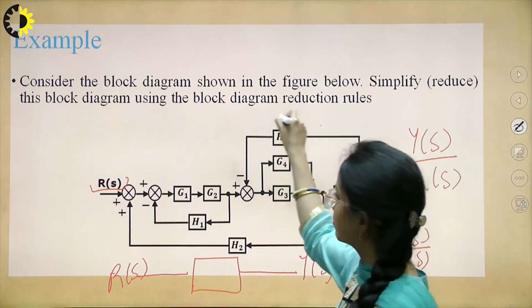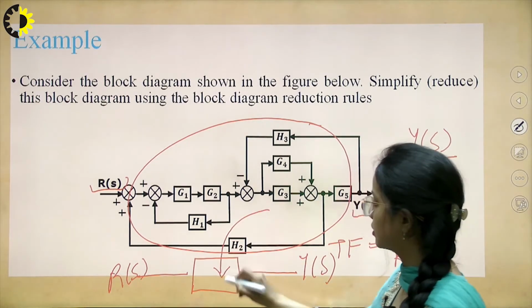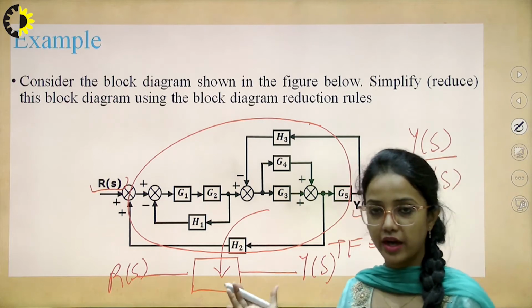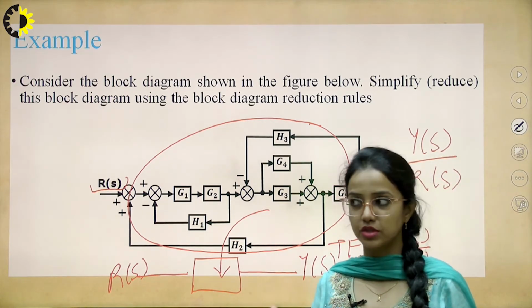Where the complete block can be represented using the transfer function. So I have to simplify it using all the rules which we have studied in the previous lecture.